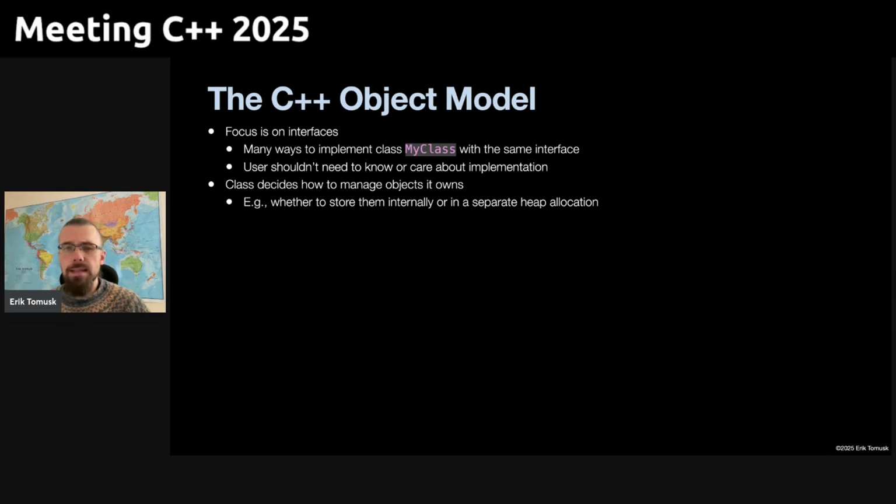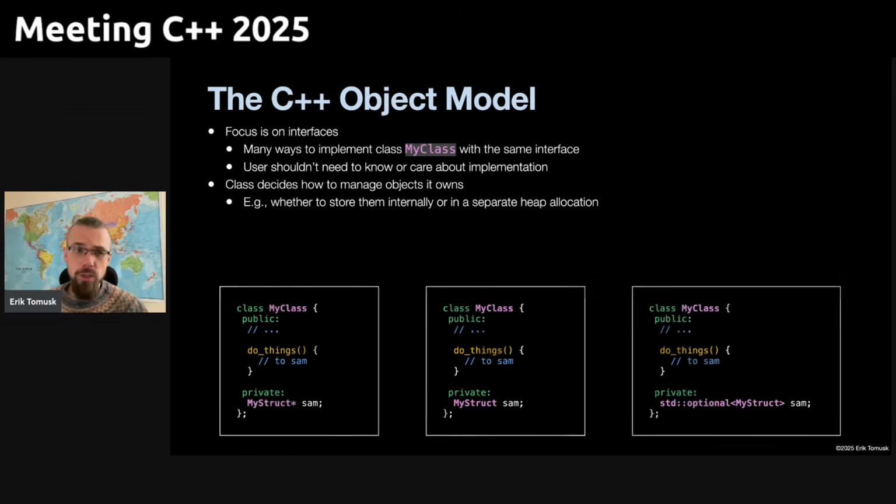So the classic example of this is that a class might store objects internally or keep them in a separate heap allocation. And I'm showing that with these three possible implementations of this class, where the implementations are the same except for this private data member, which might be a pointer on the left or a value in the middle or an optional value on the right.